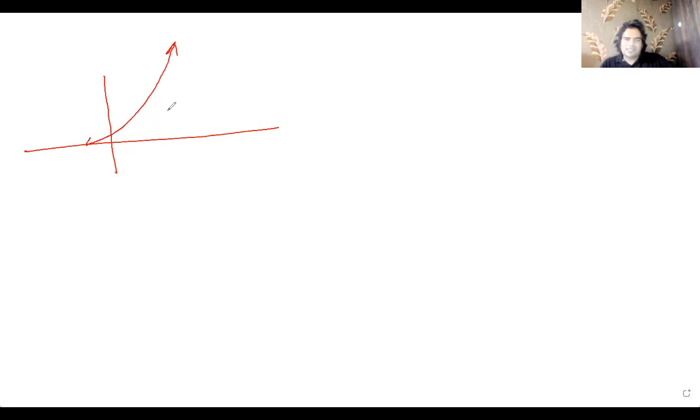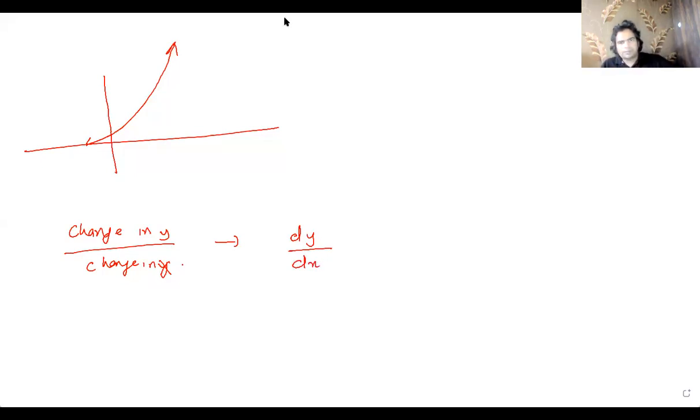First, when you talk about change in y over change in x, change in y is referred to as dy and change in x is dx. So change in y over change in x is dy over dx. This is nothing but the derivative notation.